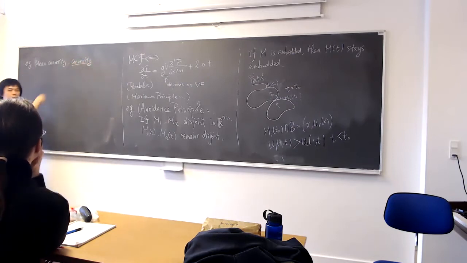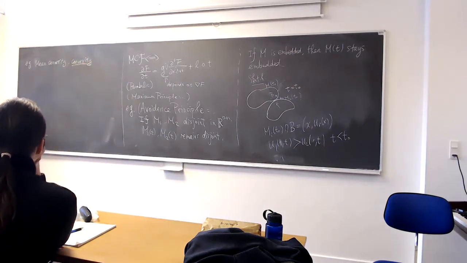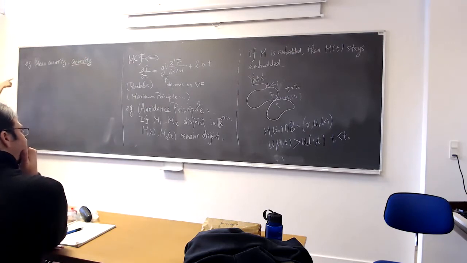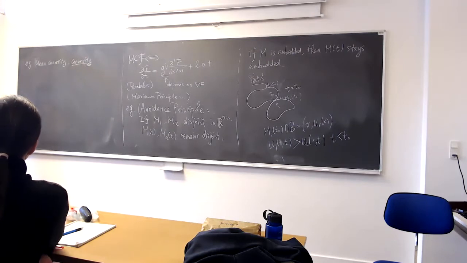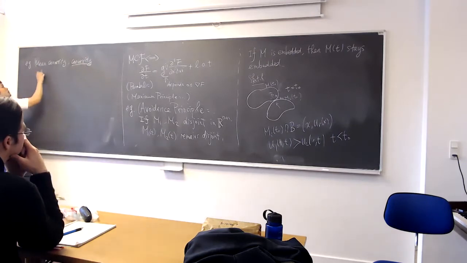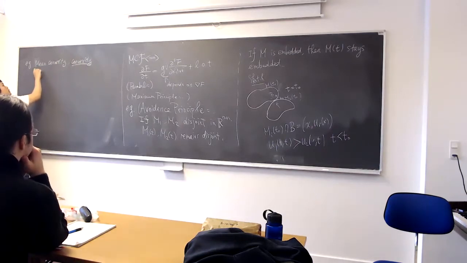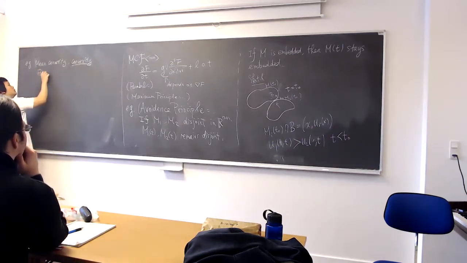Well, convexity is easy. It just means that the surface is convex. Mean convexity means that the mean curvature vector is always pointing to the interior.